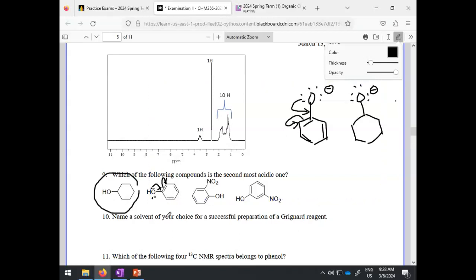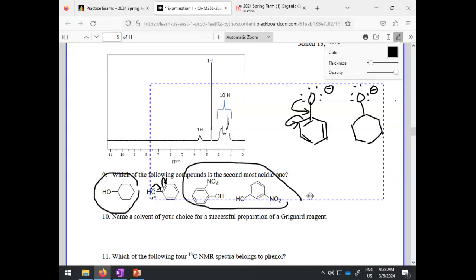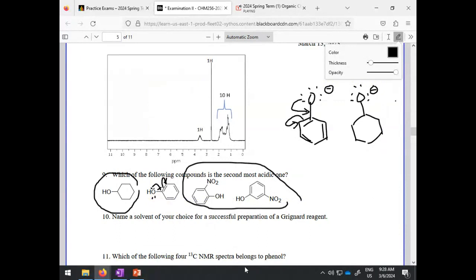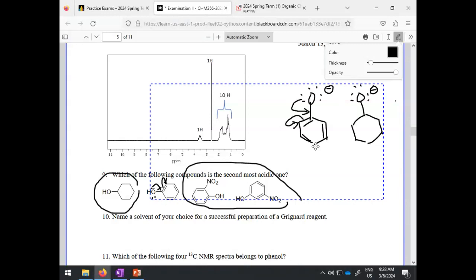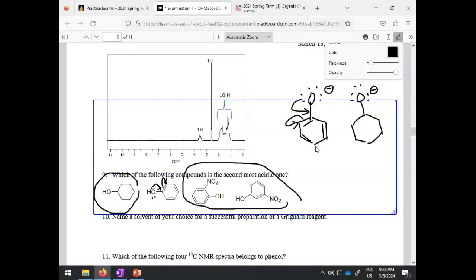Now, among the three phenols, both of these two will be more acidic than this one, because the nitro group is the most powerful electron-withdrawing group. So the attachment of a nitro group, no matter where it attaches to the ring, will enhance acidity. Now the question is which of those two is the more acidic one? You have to look at their conjugate bases and carefully inspect how well the oxygen lone pair can delocalize.